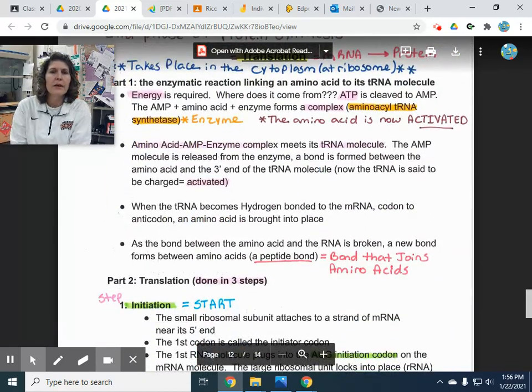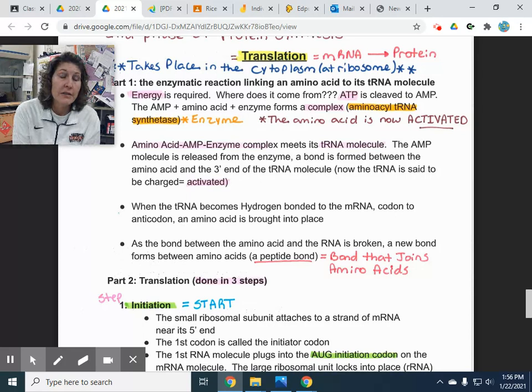So when transfer RNA becomes bonded to messenger RNA, the codon and anticodon are going to be attached just briefly, and the amino acid is going to be brought in the correct place. We're kind of jumping ahead just a little bit there.